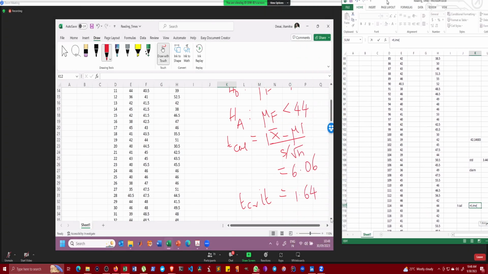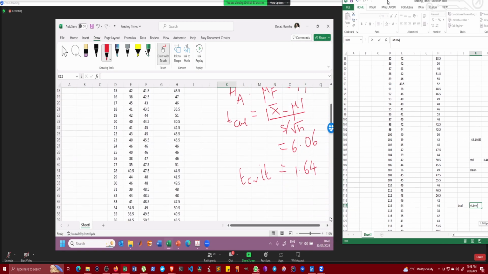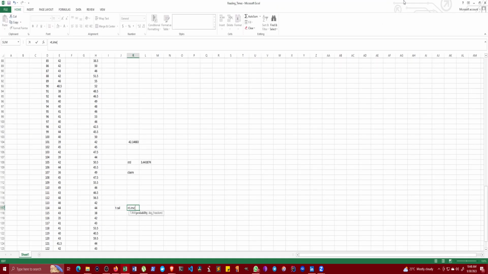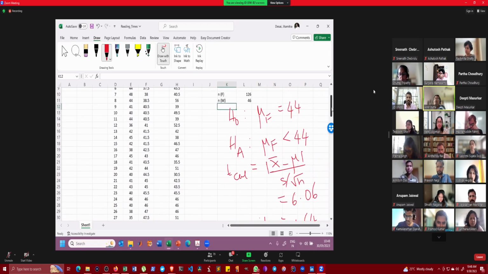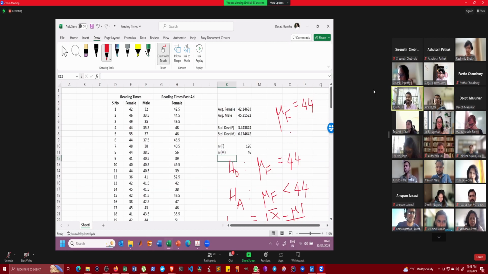So what is my hypothesis test going to say now? T calculated is greater than T critical. Therefore, reject the null. Exactly. Reject null implies what? What are they claiming now? What was the null claim? Reading time was 44 minutes. They are clearly overestimating how much time people are spending on their app.